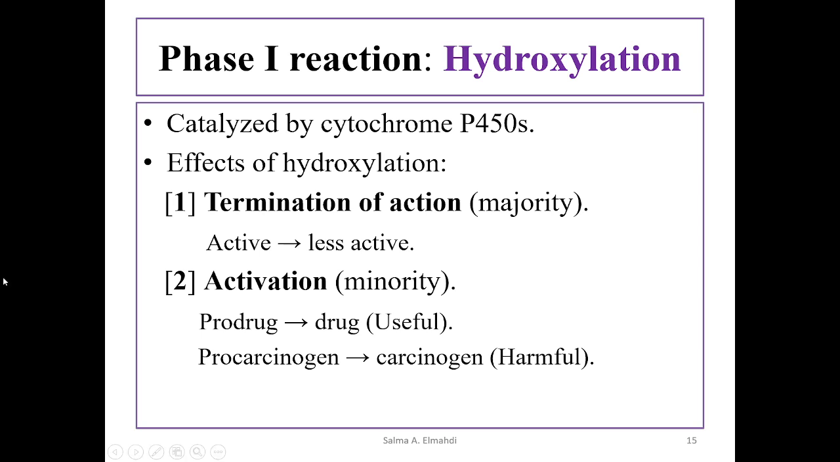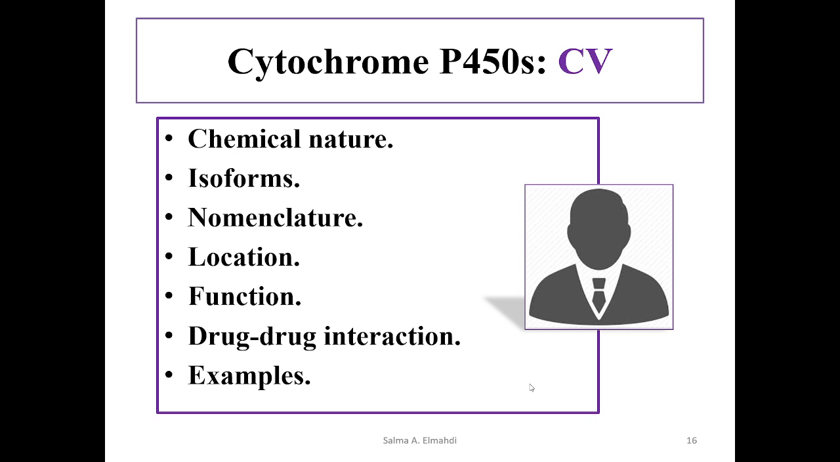For example, a prodrug going through a phase 1 hydroxylation reaction will become an active form of the drug. This is a useful part of hydroxylation. However, procarcinogens, and sometimes subtypes of procarcinogens, when they undergo a phase 1 reaction, instead of being usefully inactivated, for example, they will be more active. They will be converted to carcinogens, which have a harmful effect. So the hydroxylation reaction by activation can have both useful and harmful effects.